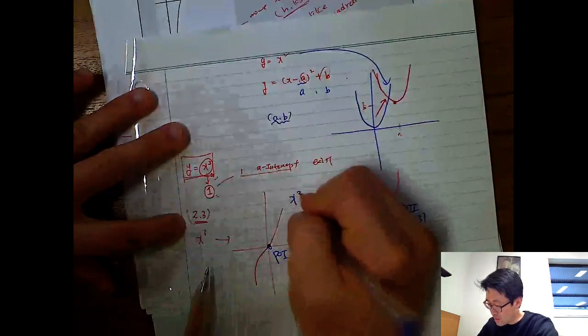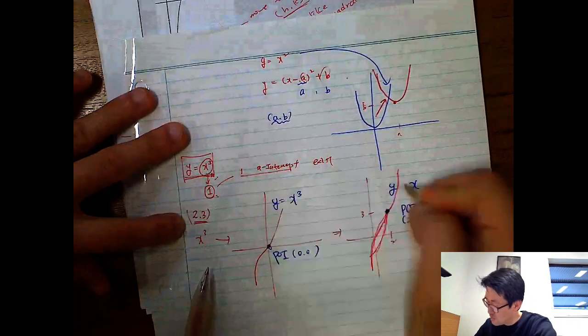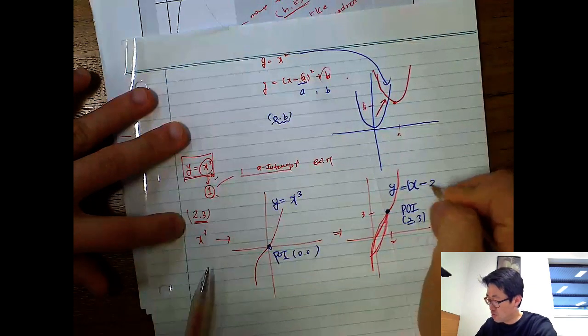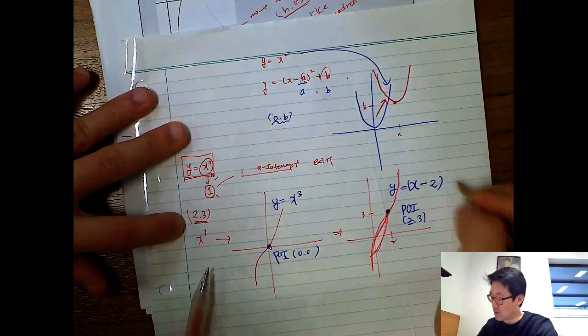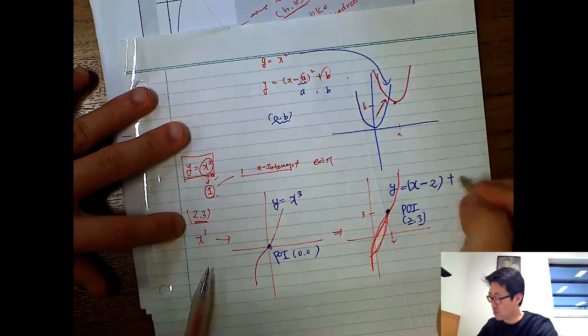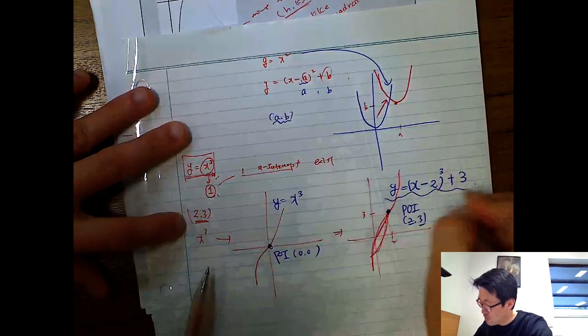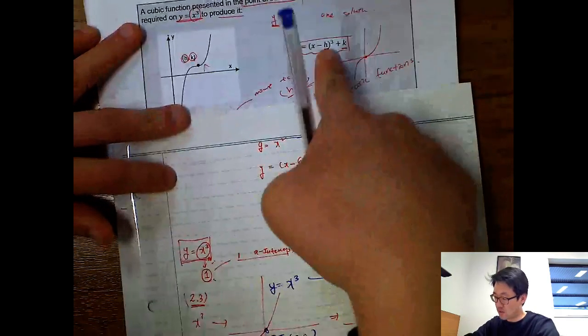Now, this is x cubed. This is y equals x minus how much? 2. For x, we always put down the opposite sign, plus how much? For y? 3. And cubed. Can you see that? Which I explained here.